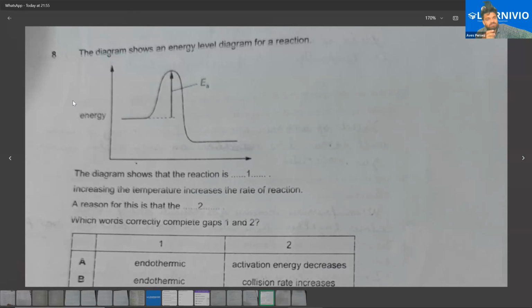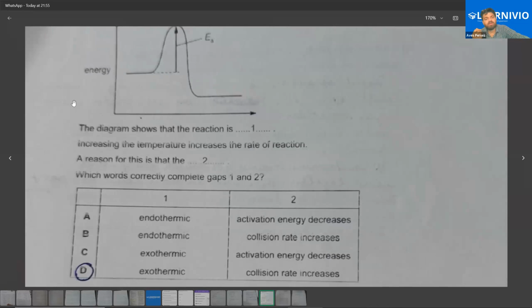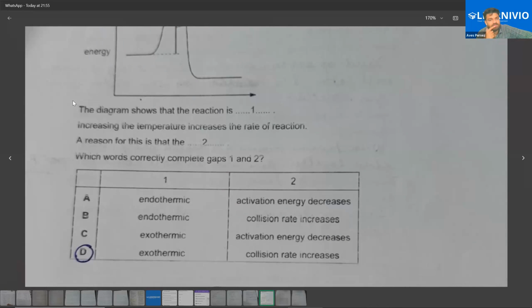That the reaction is exothermic. The diagram shows that the reaction... Second part, temperature increases the rate of reaction. This is the reason. A reason for this is the temperature increases the rate of reaction.